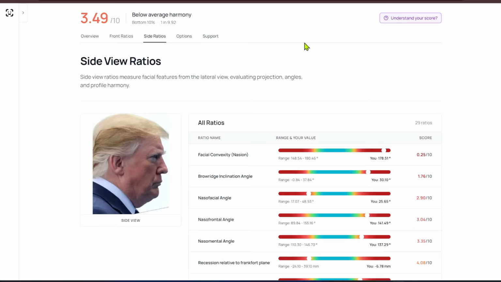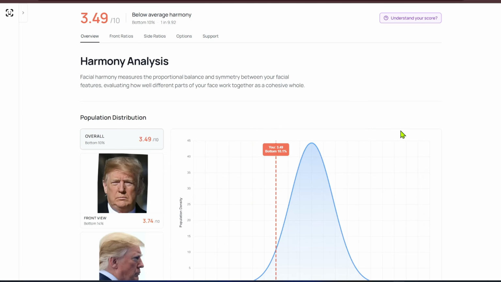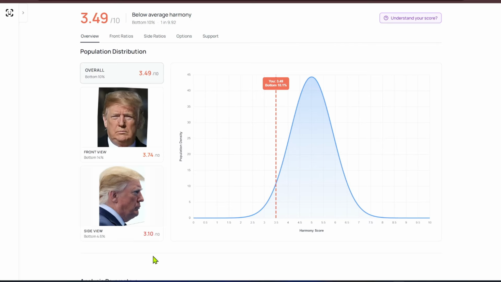But overall, that's what we have for his side and front ratio, and that's why Donald Trump gets a 3.49 out of 10, which is the bottom 10%. You can see on the harmony score right here.